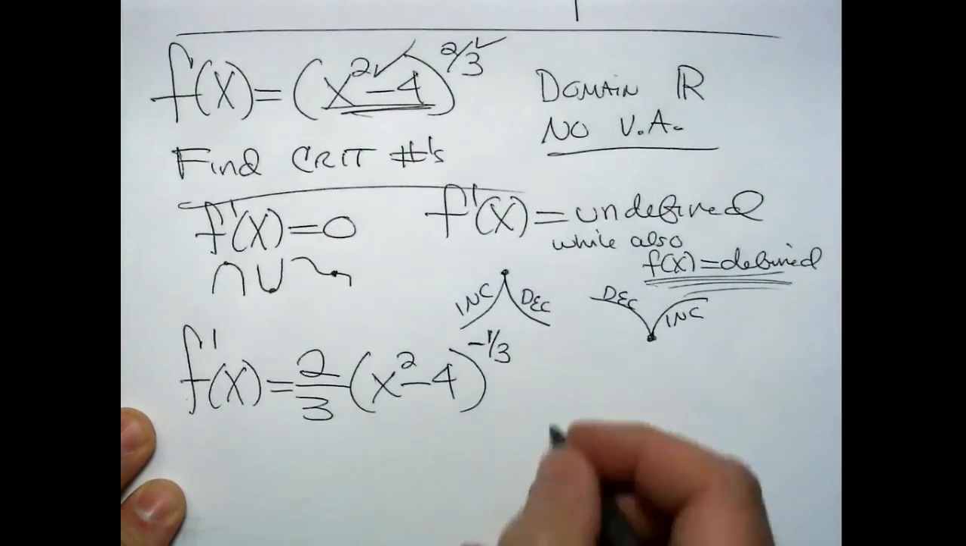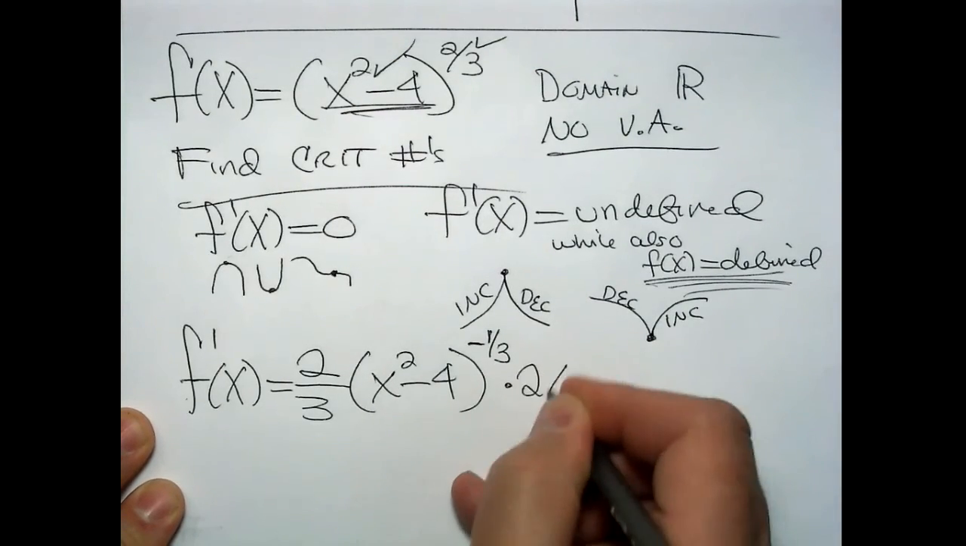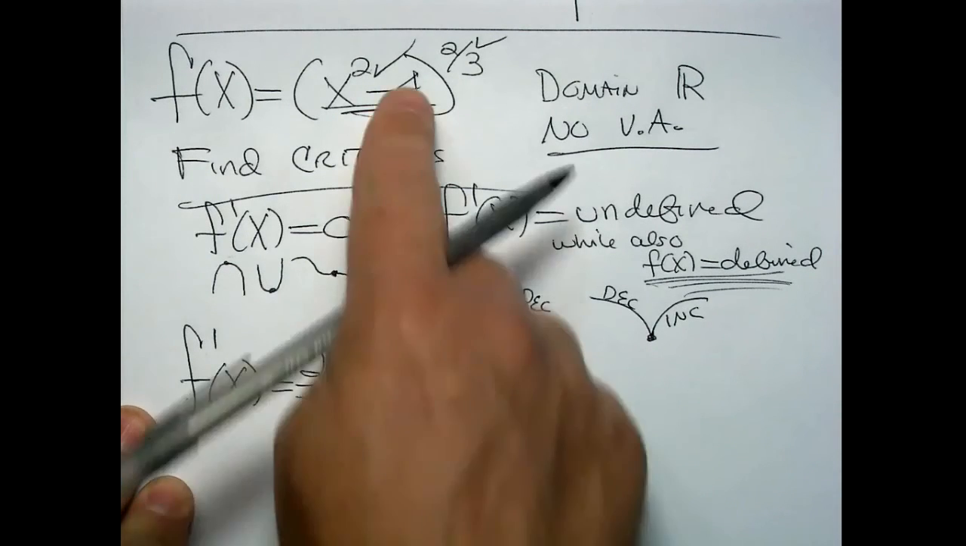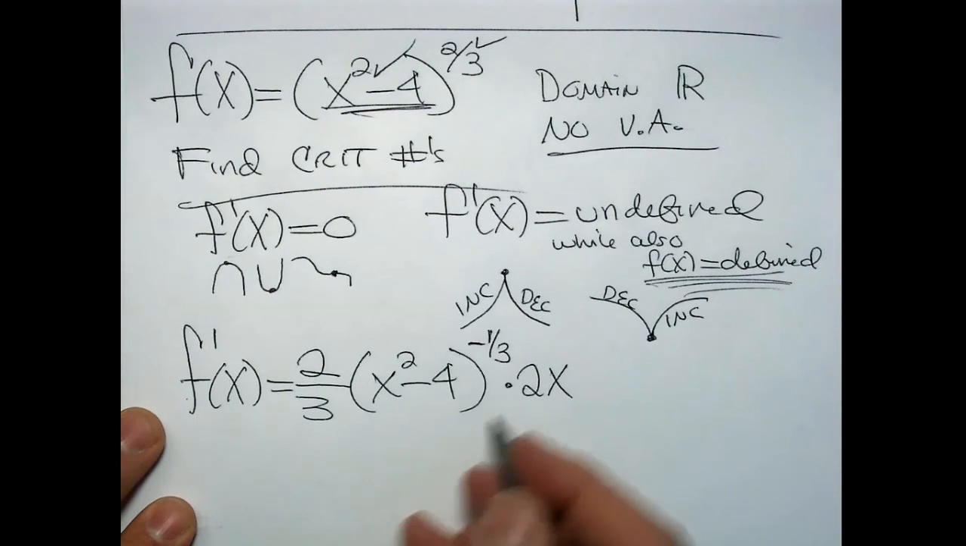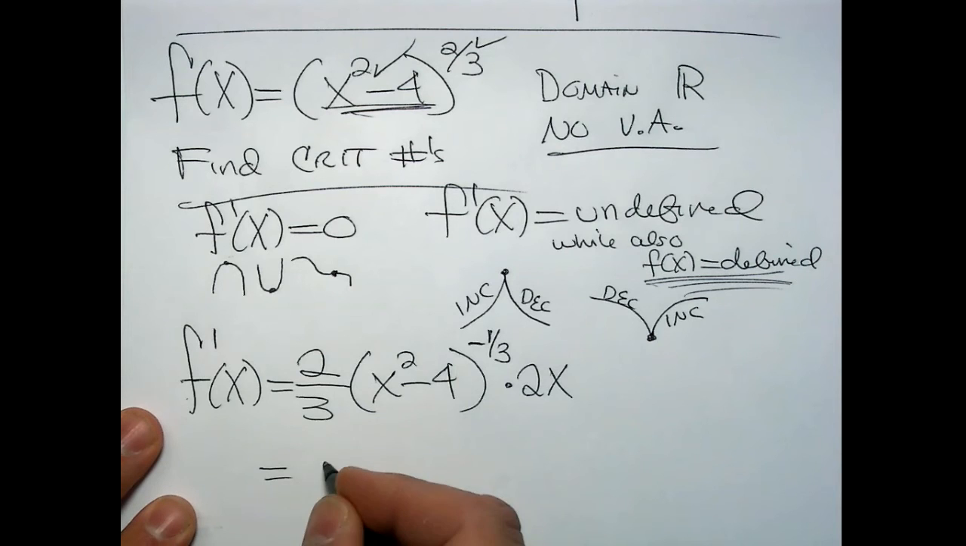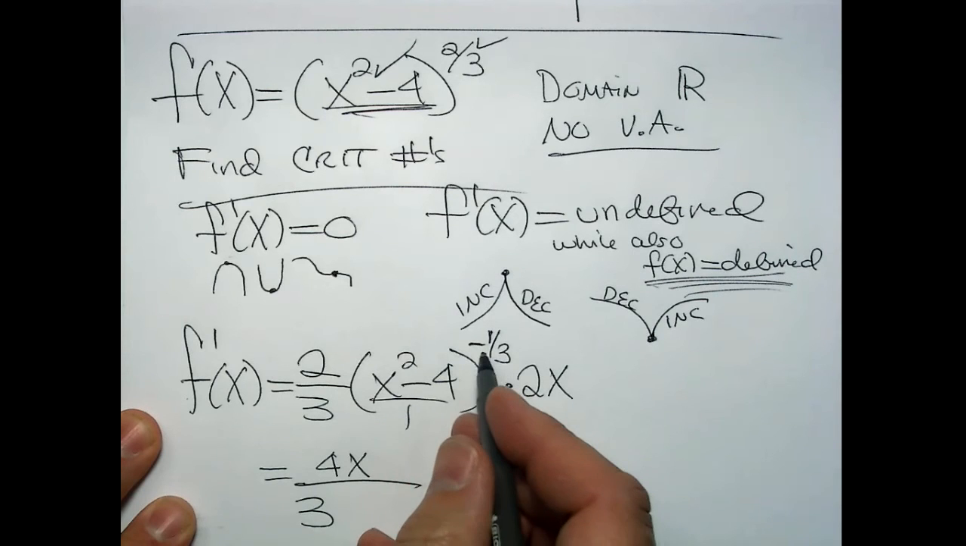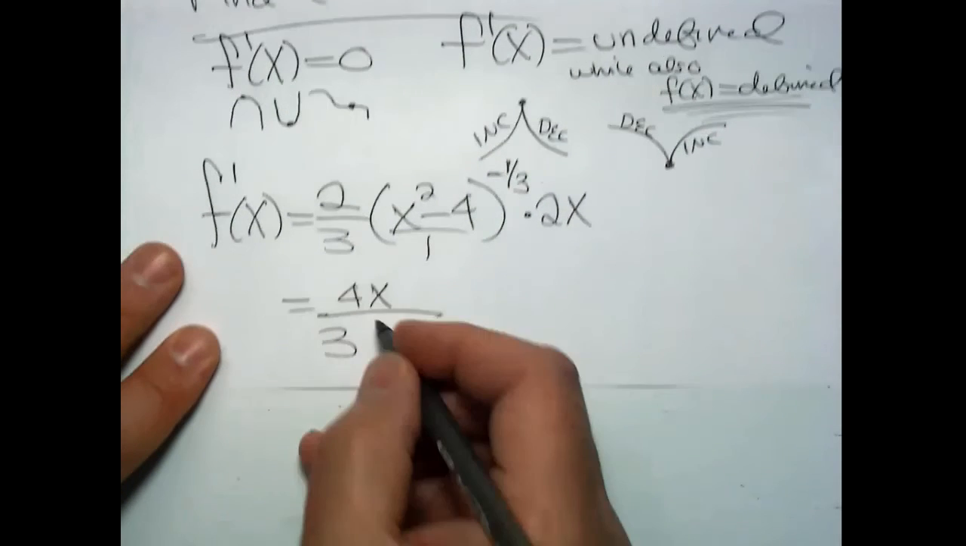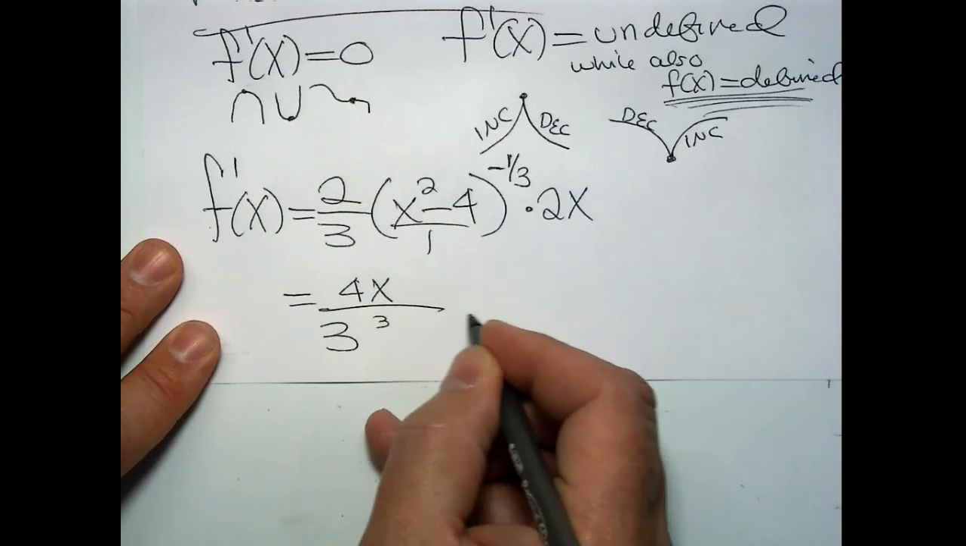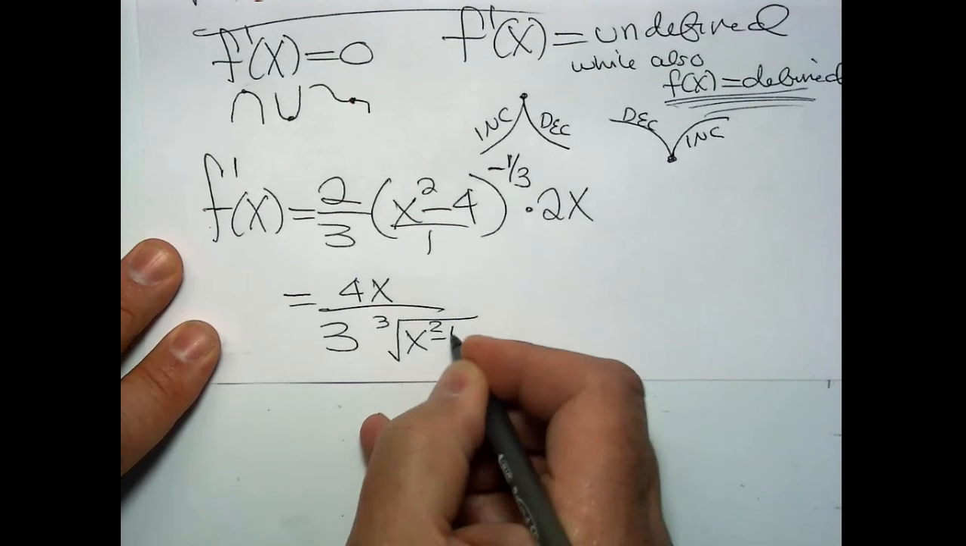Now you got to check that off. Well, the derivative of x squared is 2x. Minus 4 is just a constant, so that's plus 0. The 2's join up, so f prime is going to be 4x over 3, and this can drop to the bottom, can't it, because it has a negative exponent. And that becomes 1/3 power. That's just a cube root, like that.